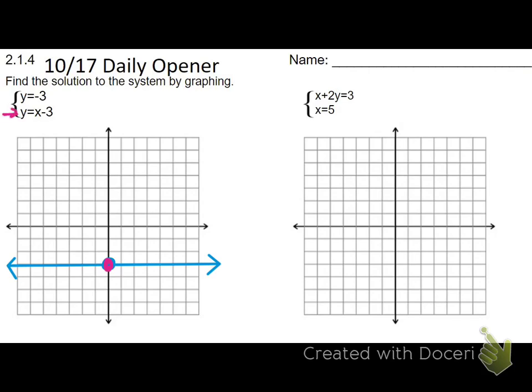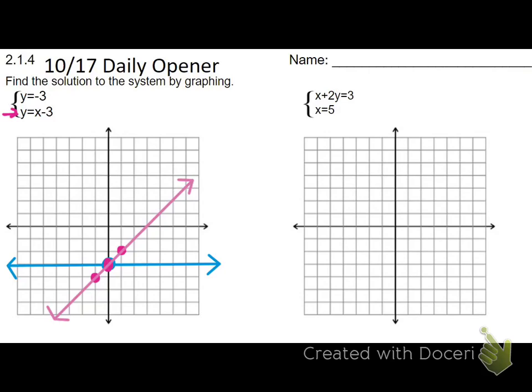So now we're on the second one. y equals x minus 3. So we went down 3 again. And then what's the slope of this second equation going to be? 1 over 1. So up 1, over 1. And then we're going to go down 1 and over 1 to the left. And it's pretty easy to tell where our lines intersect here.